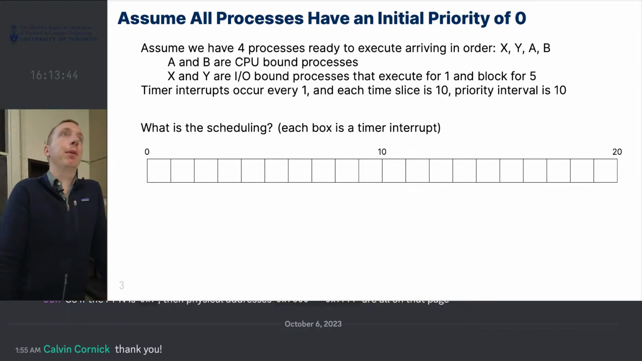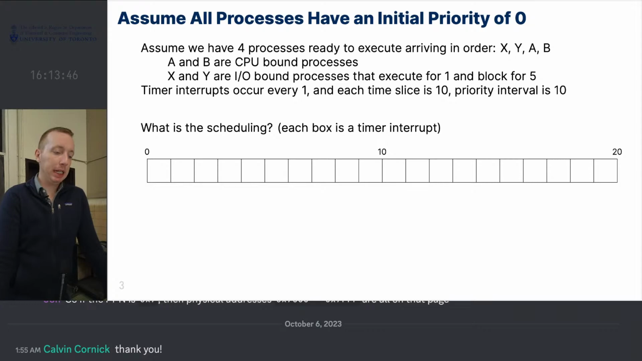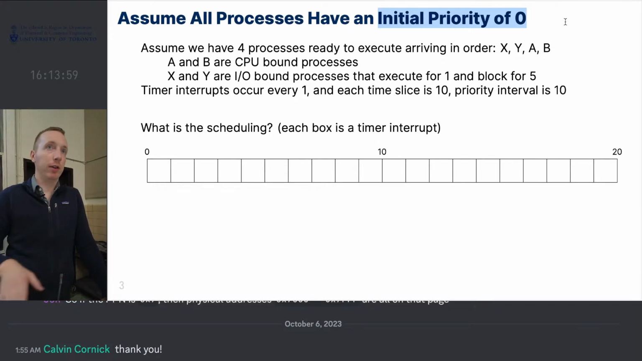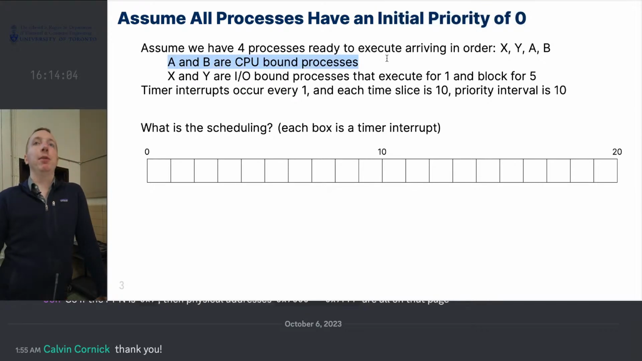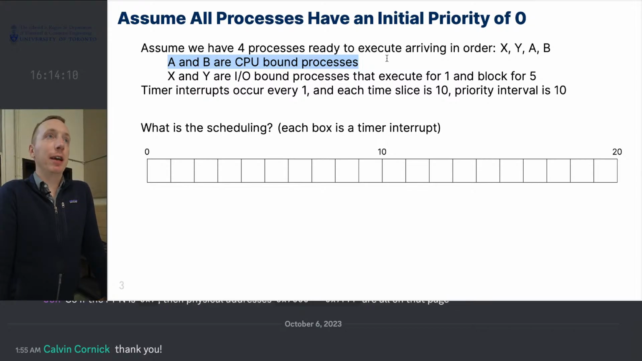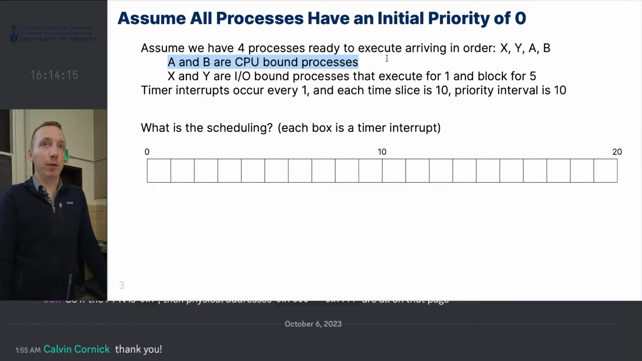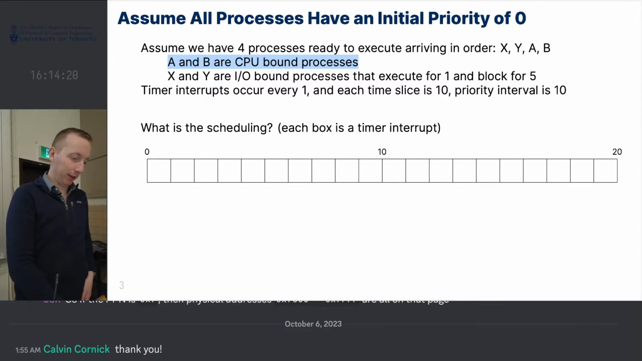Let's assume we have 4 processes, X, Y, A, and B, and they are in that arrival order. They all have an initial priority of 0. That is the initial priority we'll work with for all processes, so initially they're all tied, and we'll go with arrival order. A and B are CPU-bound processes. What does that mean? It means whenever they're ready, they just want to execute on the CPU all the time. They don't block or anything. They just want to execute on the CPU, doing some important or not so important calculation.